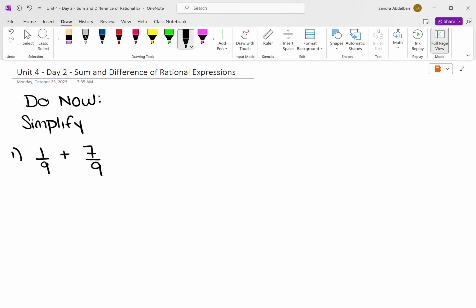Okay, so the first part of the do now, I'm asking you just to simplify. And the first one, we have 1/9 plus 7/9. In order to be able to add fractions, what must we have the same? The denominator. We must have a common denominator. Do we have this common denominator? Yes. So the rule tells us we're going to keep our denominator the same and add the numerators. So 1/9 plus 7/9 is 8/9.